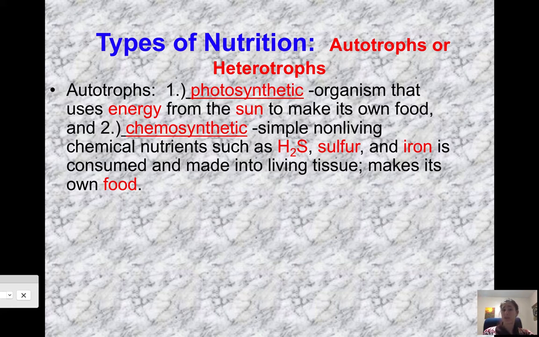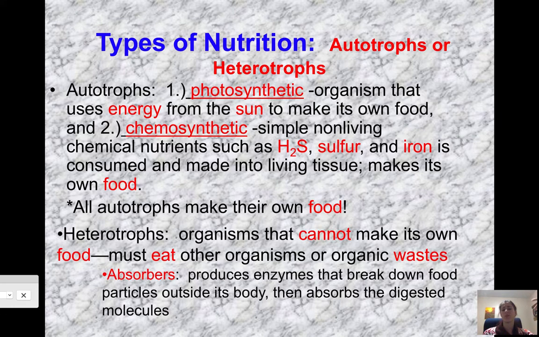They're usually photosynthetic. We all know that photosynthetic organisms use sunlight to make glucose, just so they can get food. And then we also have chemosynthetic, which means that they can take nutrients from chemicals, or actually just elements like sulfur, iron, to make food from that. But all autotrophs are going to make their own food. So plants, and then chemosynthetic bacteria.